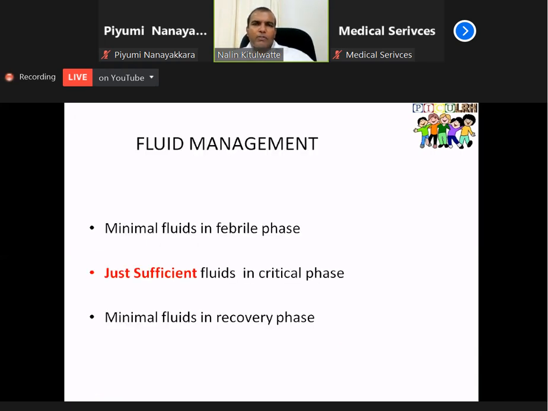Right. So what about the fluid management? Here the principles are minimum fluid in the febrile phase, minimum fluid in the recovery phase, but just sufficient fluid in the critical phase.